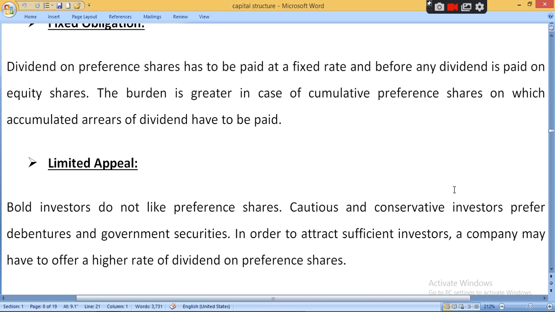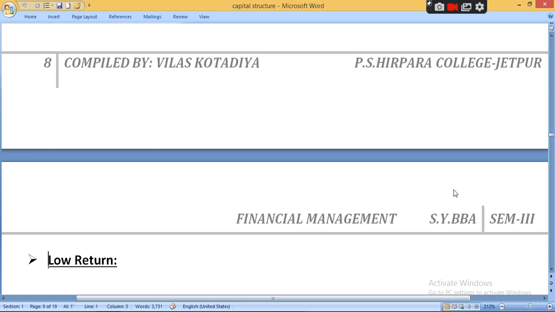So interest, dividend, what is it called as income for all investors. Clear? So cautious and conservative investors prefer debenture and government security. It will be considered the safest investment to get the compulsory fixed interest. So fixed interest is considered a fixed regular income for the investor. Clear? So in order to attract sufficient investors, the company may have to offer a higher rate of dividend. Clear? So limited attraction, low return.